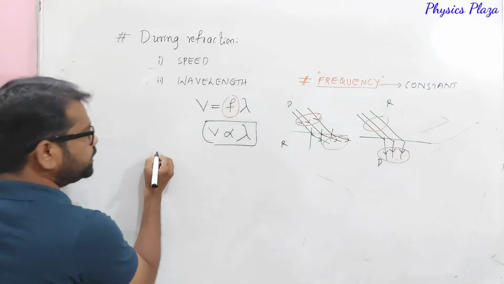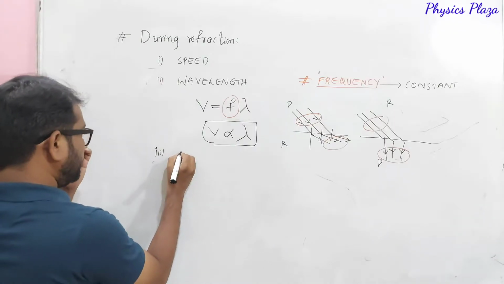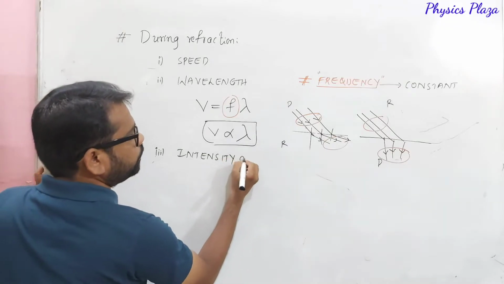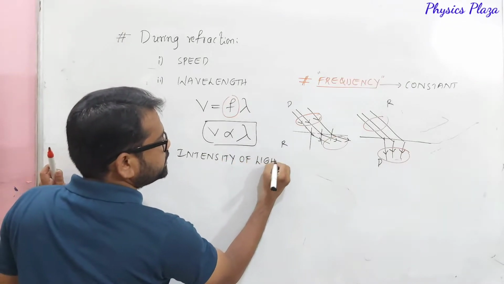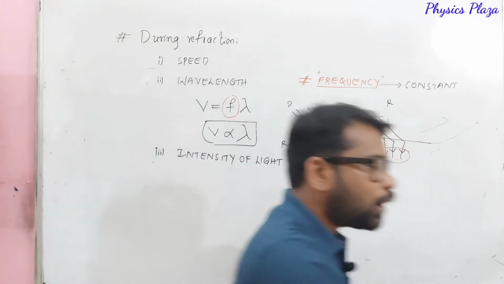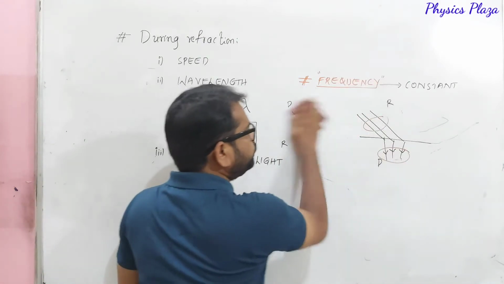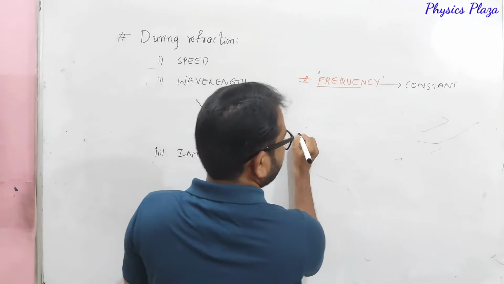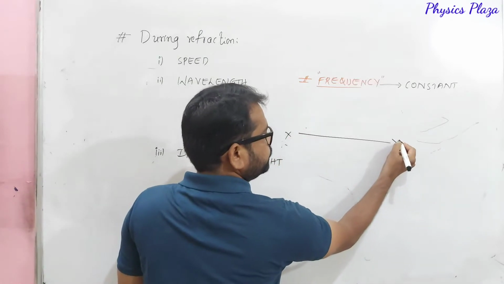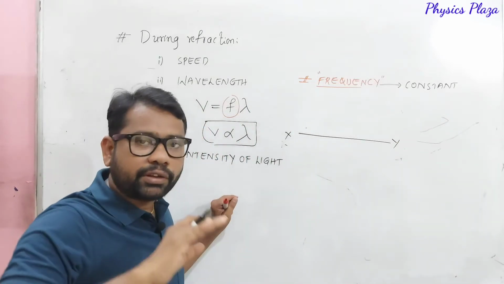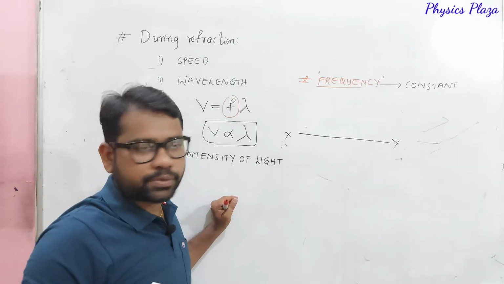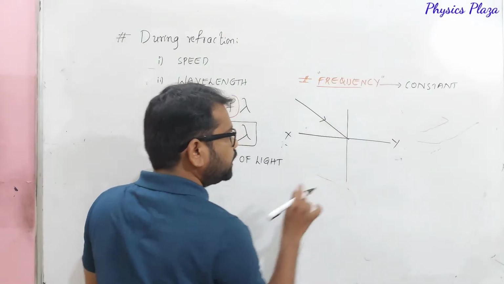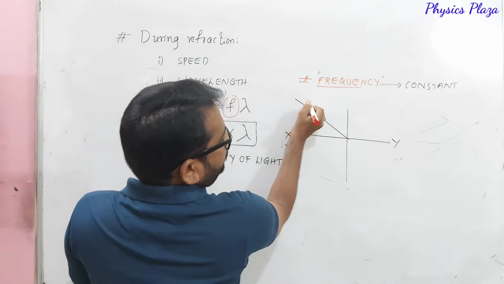So the second thing that changes during refraction is wavelength. And the third one, dear children, is intensity of light. How to understand this intensity of light? Let us think practically. Here is a boundary between two mediums, whether rarer to denser or whatever it may be. Suppose one light ray is coming like this, and this is the normal. Let us think this light is coming with 100% energy.